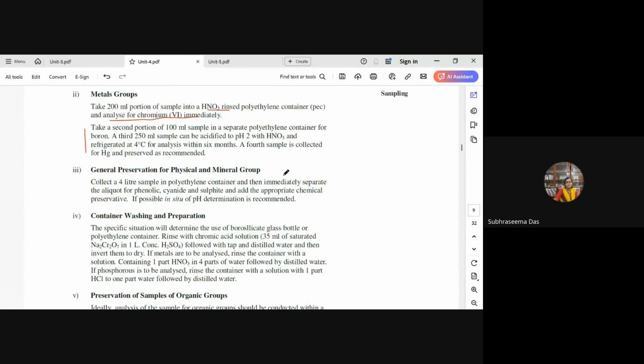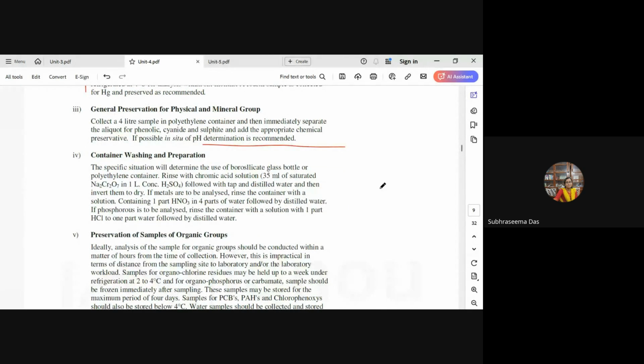So, general preservation for physical and mineral groups. Suppose we have a polythene container and we can find out the pH of this, then we can preserve the physical and mineral group. Then container washing and preparation. For the analysis, we mostly use a borosilicate glass or a dark bottle. Here, chromic acid should be used to rinse the bottle. If metals are to be analyzed, then one part of HNO3 followed by distilled water is added. If phosphorus is to be analyzed, then the container with a solution of one part HCl needs to be added so that they can be preserved.